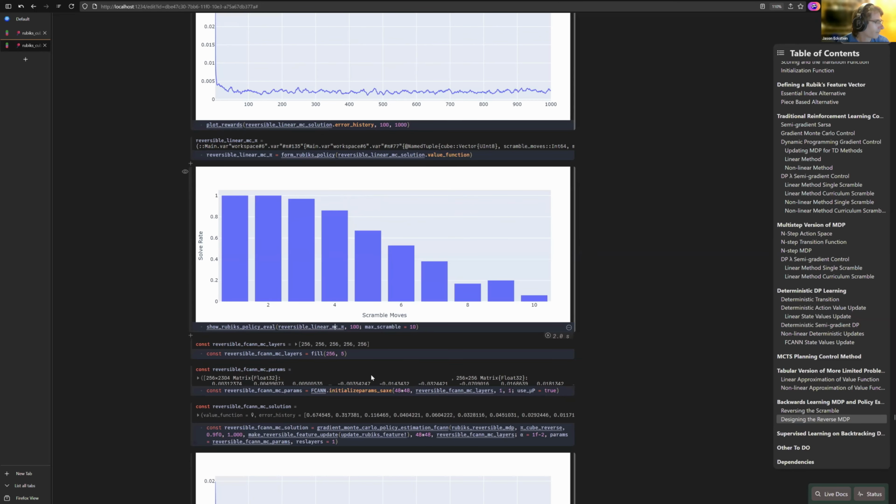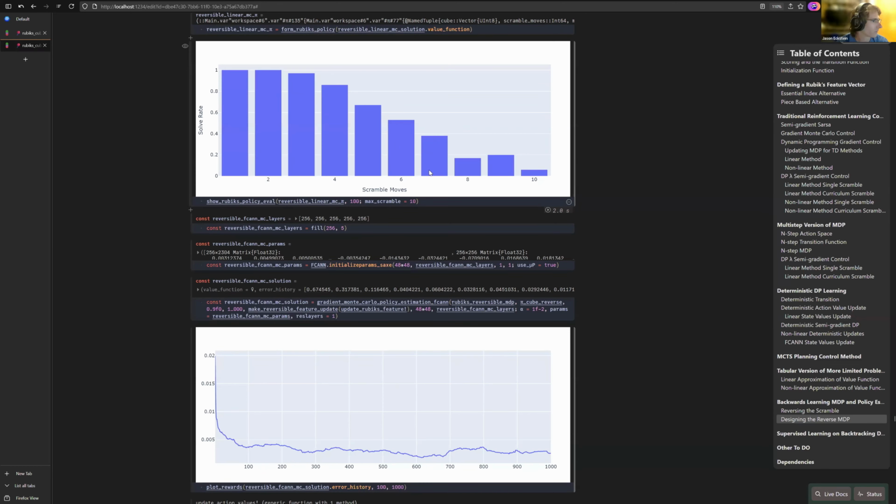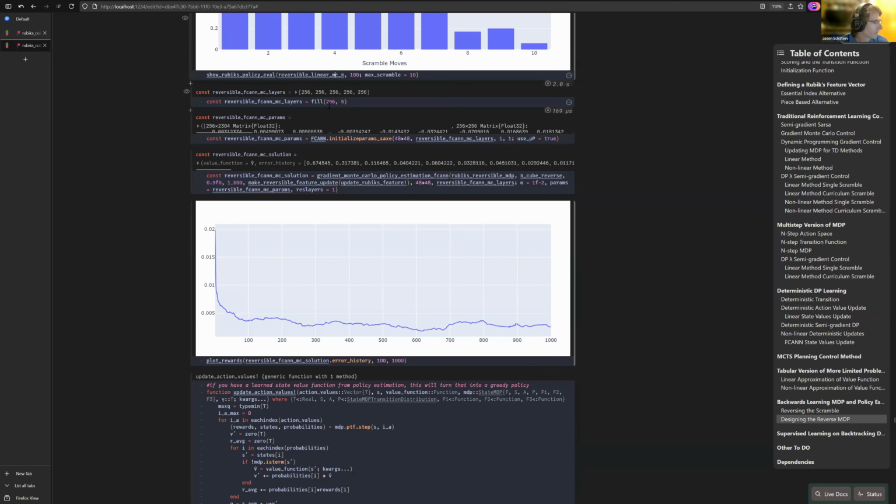And even if here I'm doing it now with nonlinear approximation, so I have a much more powerful approximator I'm using. I have like 256 neurons, 5 layers. I try to train this. This could probably train for more steps.